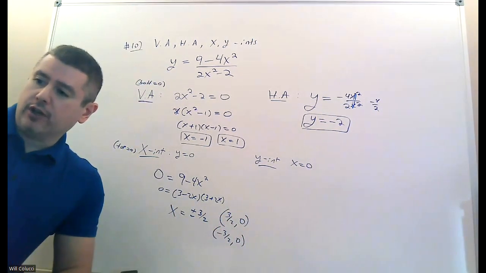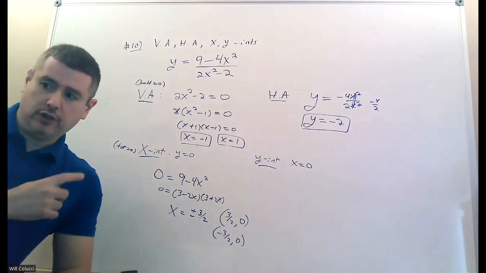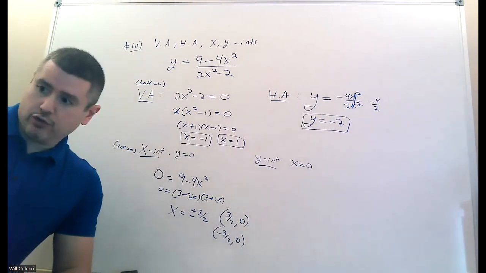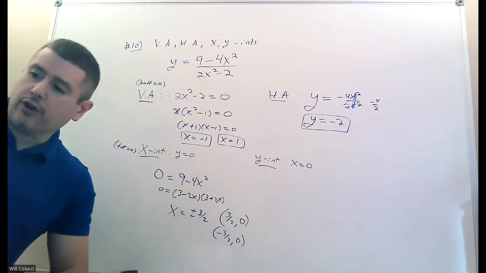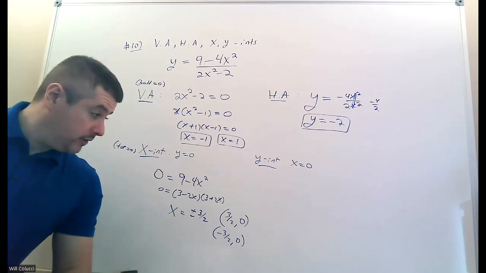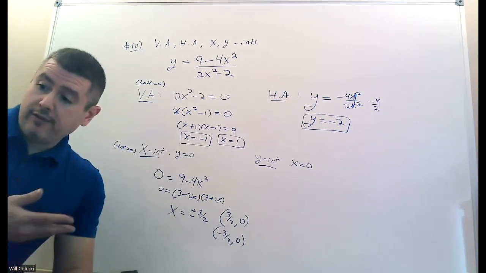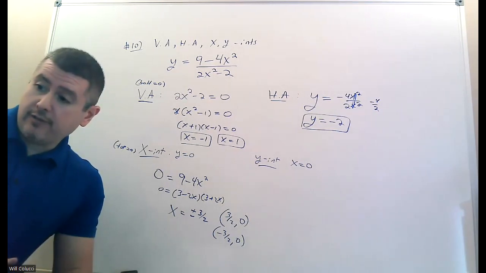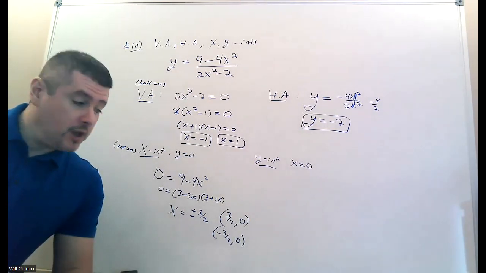That's where this graph, which is probably crazy looking, crosses the x-axis. I'm not going to draw it. You don't need to draw it. But this is where it crosses the x-axis at those points. It is what it is. 1.5, 0, and -1.5, 0.